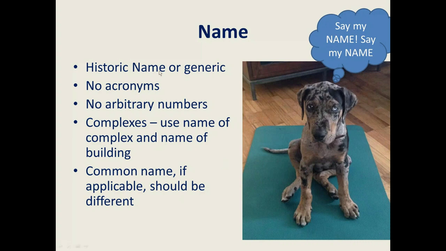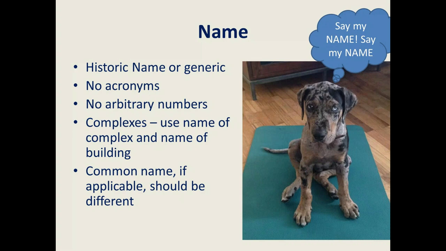Remember, historic name or generic name. So residence, no acronyms. Please don't use acronyms because nobody searches by acronym. If you write BNSF instead of Burlington Northern Santa Fe, and you type in Burlington Northern Santa Fe on a search, you're not going to get BNSF. I'm just using that as one example. JBLM is another example. Anything that has an acronym, please try to spell it out.